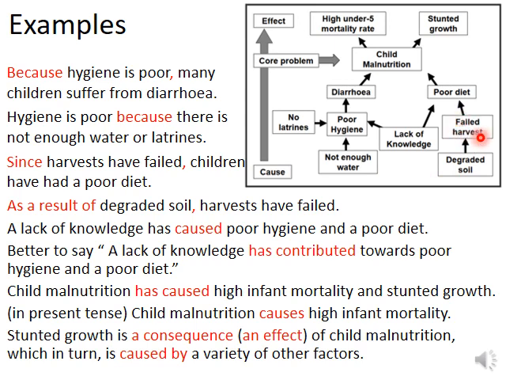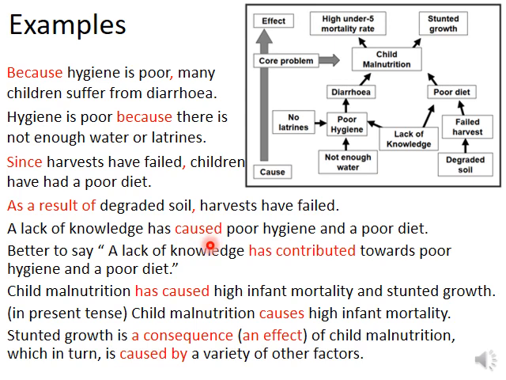Here's another example. We're looking now at failed harvests which lead to poor diet. Since harvests have failed, comma, children have had a poor diet, or probably better say, children have a poor diet. The next one. As a result of degraded soil, comma, harvests have failed. So the degraded soil causes the failed harvest, which in turn causes the poor diet.